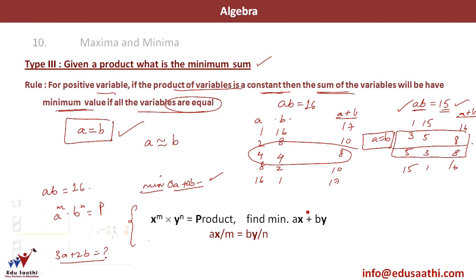So what you have is x raised to power m into y raised to power n is equal to a product. You have to find the minimum of ax plus by, not the minimum of x plus y. So in this case, you have to remember the scenario that you will be using to find out your answer. You will do ax over m is equal to by over n. Let's take an example that we have.